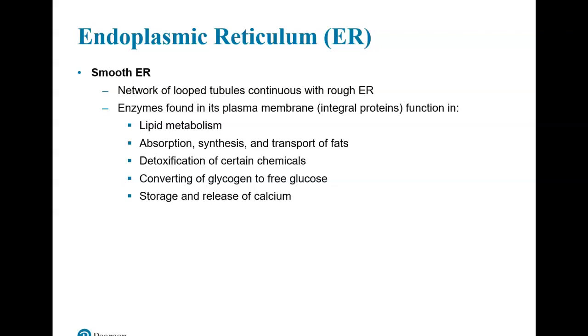Then there's the smooth ER. So these do not have the ribosomes, which gives it a smoother appearance. They're mainly involved in lipid metabolism, absorption and synthesis of fats. They're also involved in detoxification of chemicals, as well as converting glycogen to glucose, because glycogen is the more complex form of glucose. This is considered to be a polysaccharide. Glucose is considered to be a monosaccharide. Smooth ER is also involved in the storage and release of calcium.